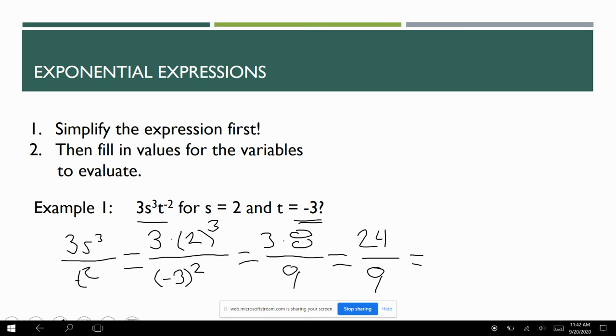Now, we do need to reduce our fractions. If you notice, 24 and 9 are both divisible by 3. So we divide 24 by 3 to get 8, and 9 divided by 3 to get 3. Your final answer is 8/3. If you can simplify your fractions, you need to simplify and reduce your fractions.